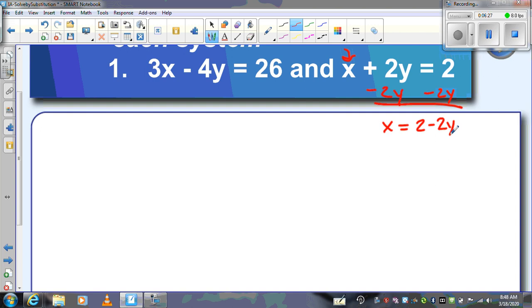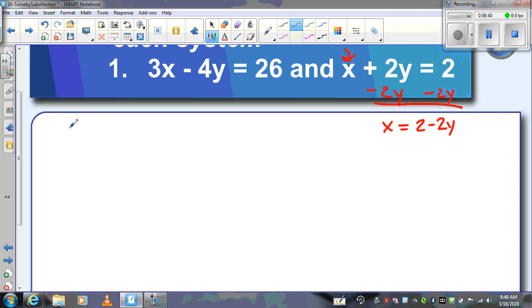So whatever x is, 2 minus 2y is the exact same value. Again, if x happens to be 10, then the expression 2 minus 2y is also 10. If x happens to be 3, then the expression 2 minus 2y is also 3. X and the expression are the exact same value.